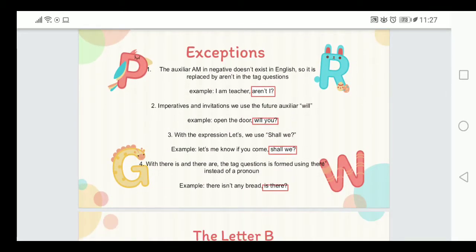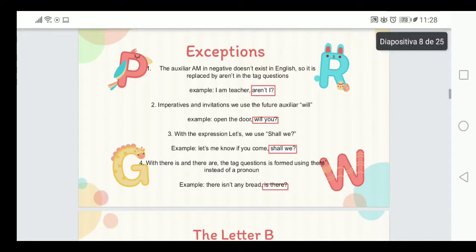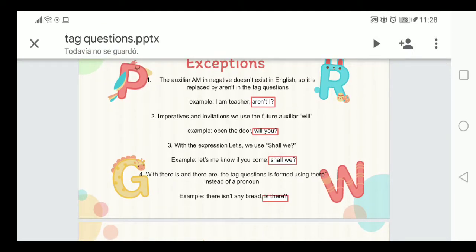Exceptions. The auxiliary am in negative doesn't exist in English, so it is replaced by aren't in the tag question. Example, I'm a teacher, aren't I? Imperative and invitation, we use the future auxiliary will. Example, open the door, will you? Third, with the expression let's, we use shall we. Example, let me know if you come, shall we? Fourth, with there is and there are, the tag question is formed using there instead of a pronoun. Example, there isn't any break, is there?